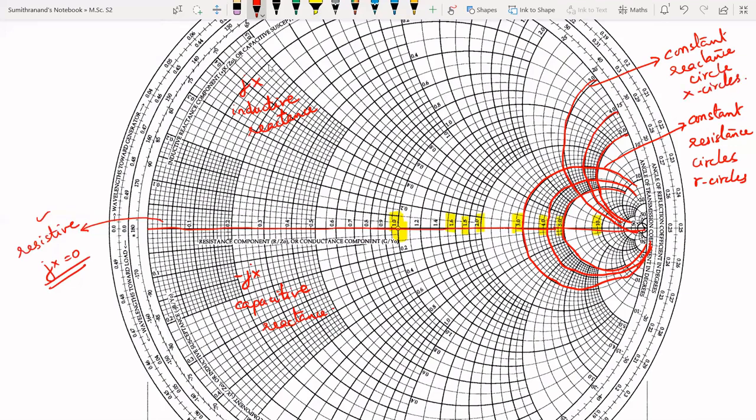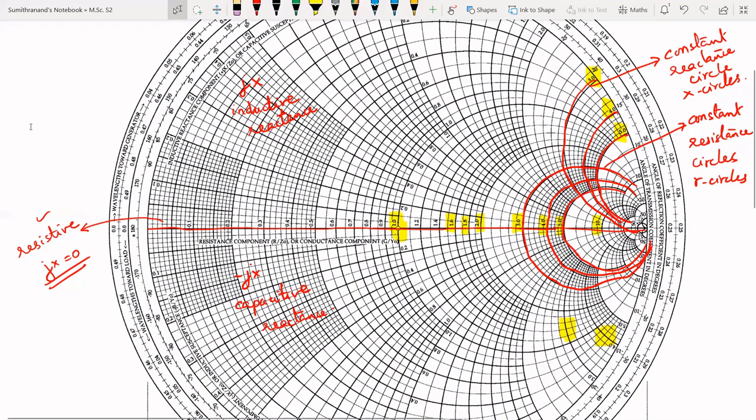These X circles also have particular values, and those X values are written here. Here you can see a particular value 3. Here it is 4. Here it is 5. Similarly, we can draw the constant reactance circles in this semicircle also. Here also you can draw that reactance circle. So two important things contained in a Smith chart are constant reactance circles and constant resistance circles.